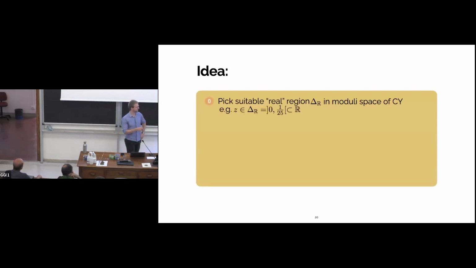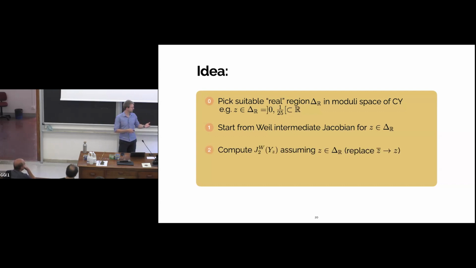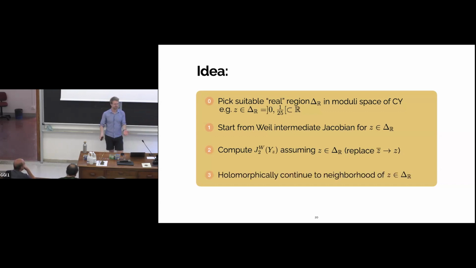So the idea is essentially you pick a suitable real region in this complex structure moduli space. For example, in this case, 0 to 1/25, where this is just the threshold of the banana integral. You start from the Weil intermediate Jacobian, which has this abelian property that you wanted, and you assume that you are always working in this real subslice. So you just always assume that Z is real, because that's what in the end you want. This is always true here. So every time that you encounter a Z bar, you replace it with a Z, and then you holomorphically continue from that.